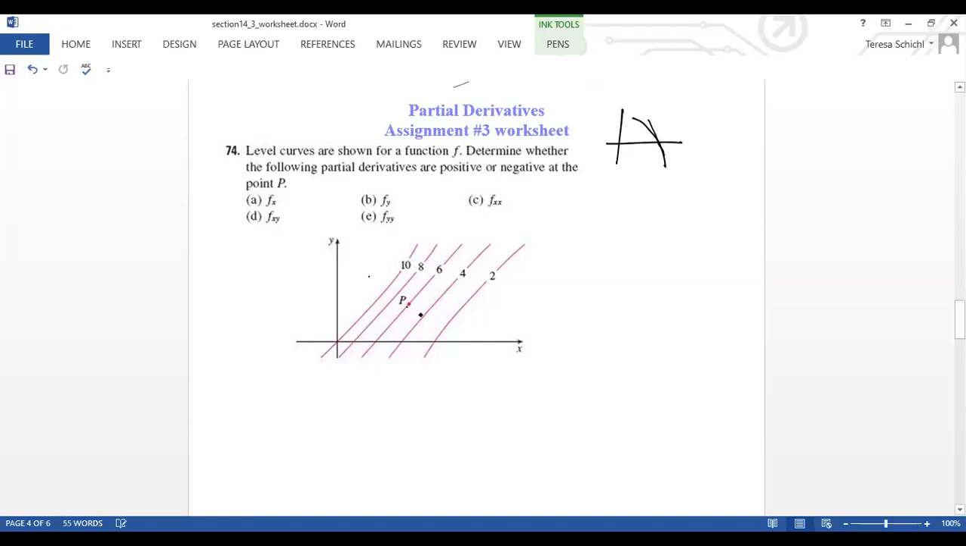So in here, this is a level curve, and the level curve is getting smaller and smaller. That's why this will be negative. And then f of y means you go in the y direction. So here is a 10. If you go in this direction, your function value is increasing. Just like in Calculus 1, if a function is increasing, then the slope is positive.